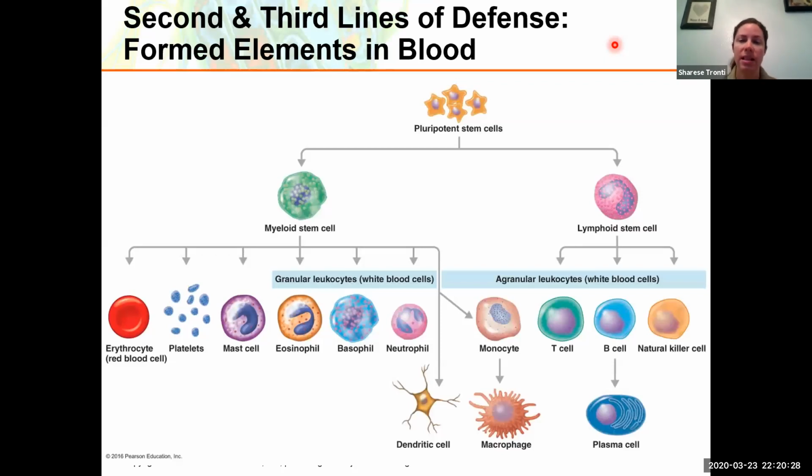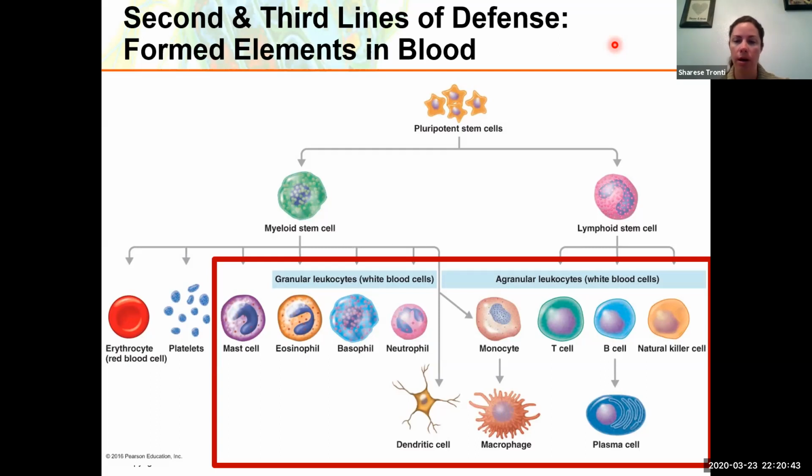All right, and then the second line of defense is going to be inside of the body. And a lot of these are going to be the immune cells that are there inside the body. Not all of these cells are part of the innate immunity. Particularly T cells and B cells are part of the adaptive immunity. But we're going to go ahead and go through most of these cell types here.